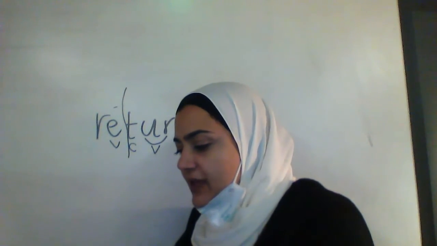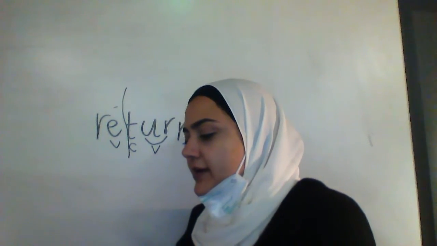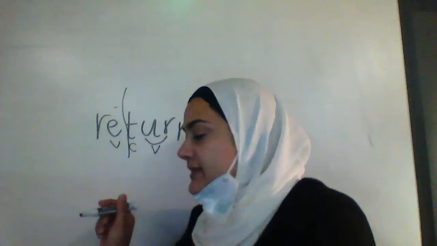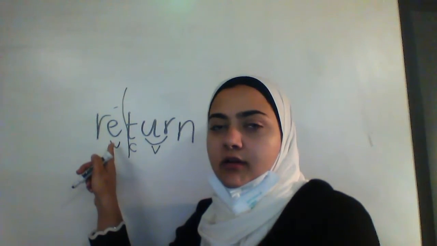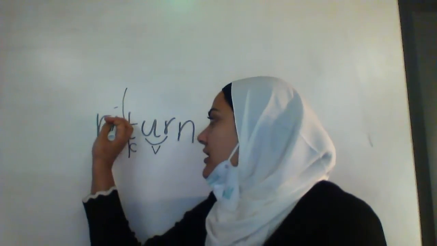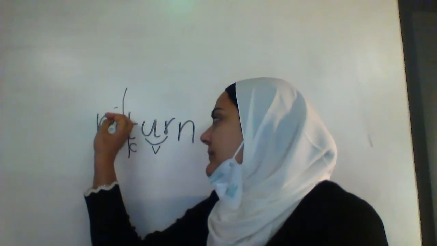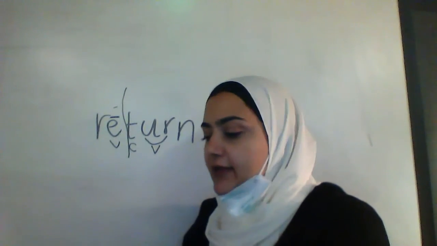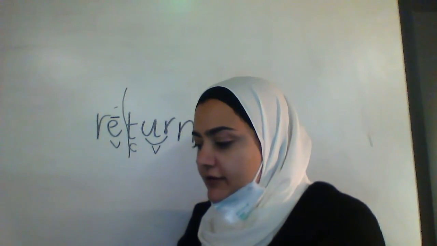Let's divide it. All right, how do we code the E here? Is it long or short? Long. It's long, so we code it with a macron. Guys, we code long vowels with a macron, short vowels with a breve. Spring break wasn't that long. All right.